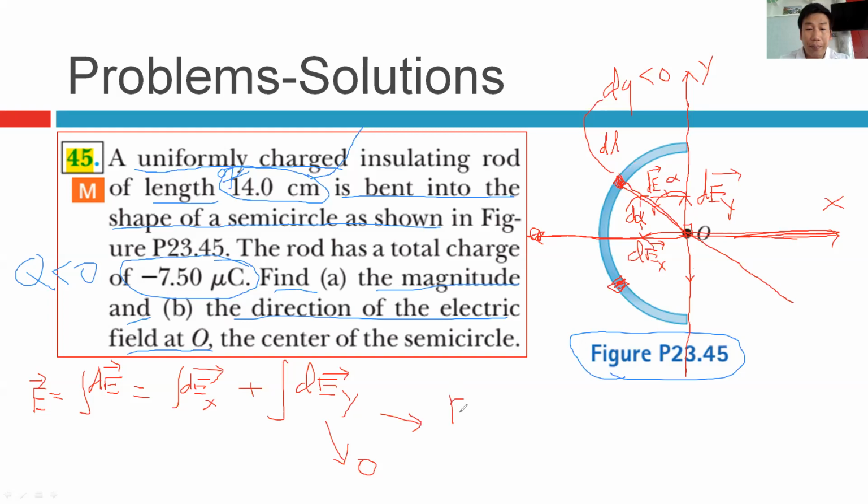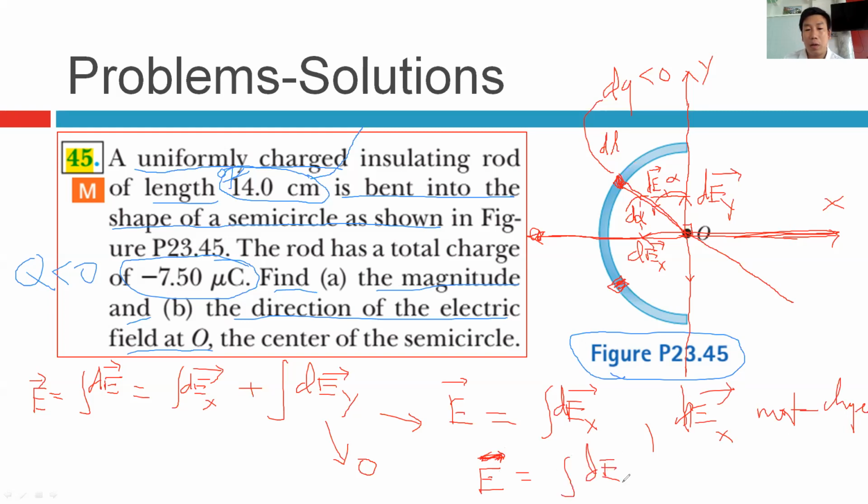So in this case, the integral becomes just integrating in the x direction, dEx, and the direction of dE does not change. So what does it mean? It means that finally we should have E equal to the integral of dEx. We can omit the vector, no vector. It's okay.